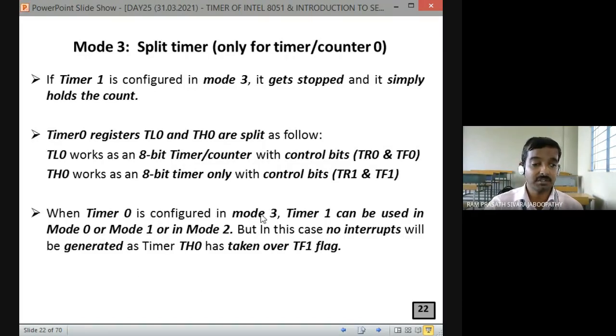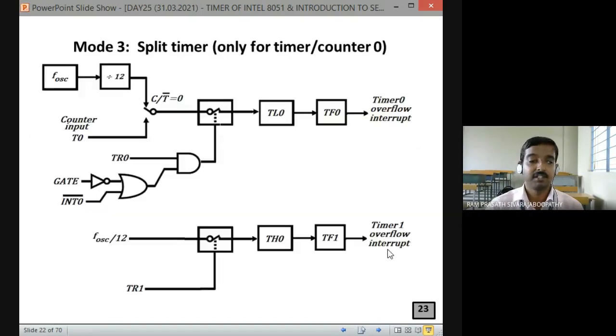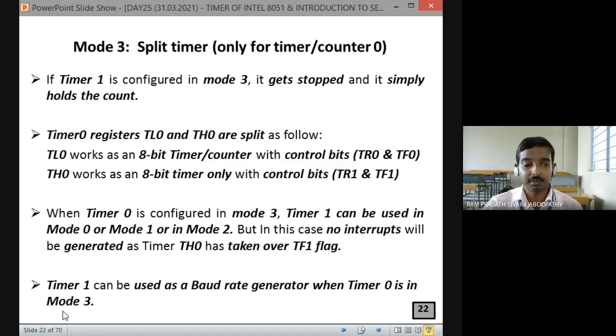When timer 0 is configured in mode 3, timer 1 can be used in mode 0, mode 1 or mode 2. But in this case, no interrupt will be generated, as TH0 has taken over the TF1 flag and the TR1 flag. Since it has taken both, no interrupt will be generated here, and control is also not possible. Is it clear now? If you look at this diagram, it will be clear.